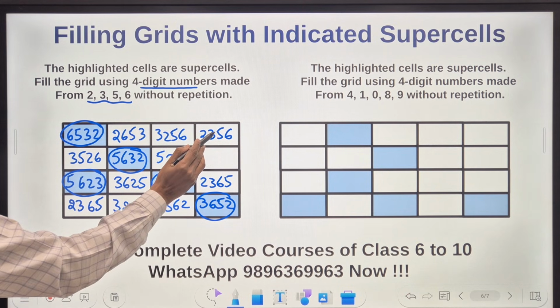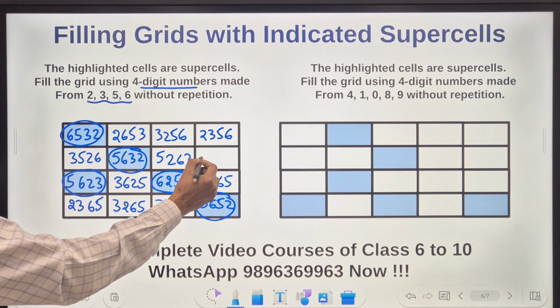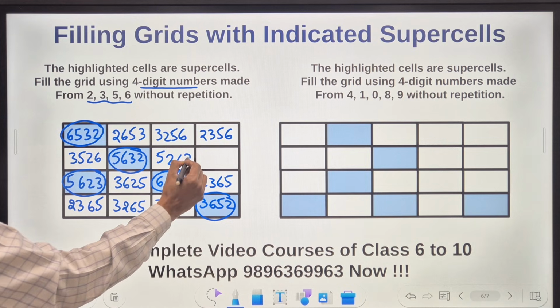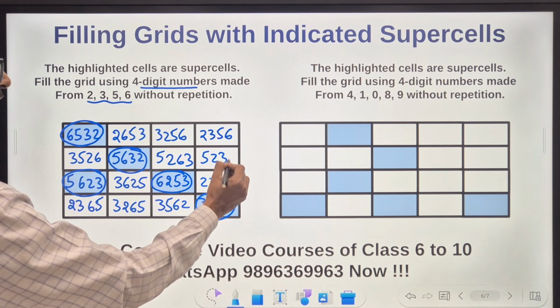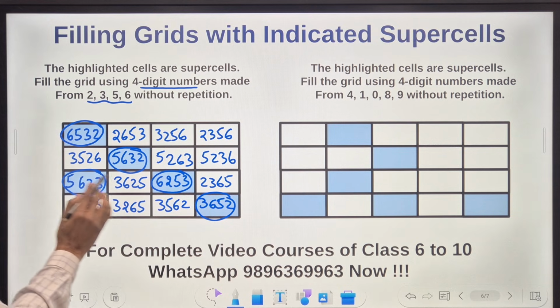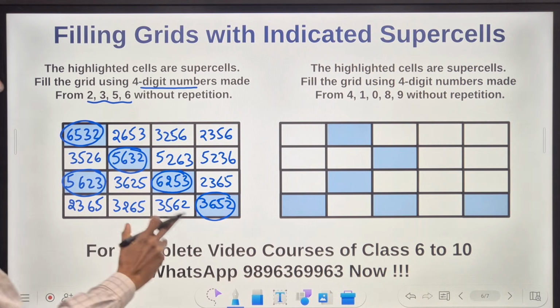This is also not a supercell because this is greater. And for this not to be a supercell, it has to be smaller than 5263. So maybe a 5236. And now you can check the grid. Only the highlighted ones will be the supercells and non-highlighted ones will be non-supercells.